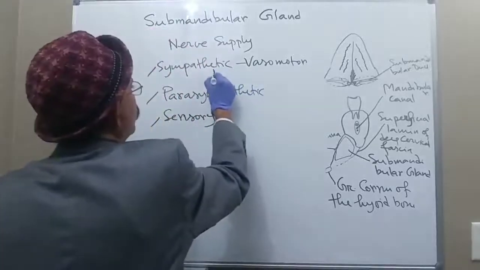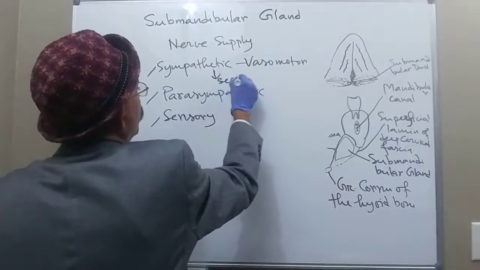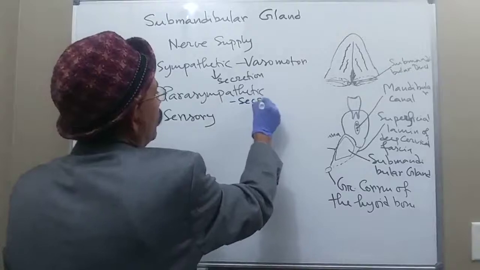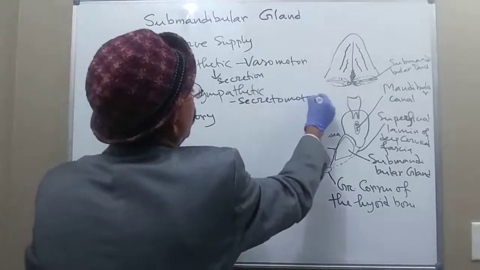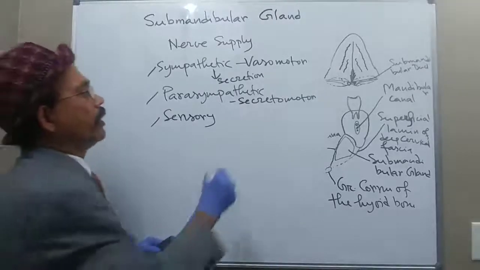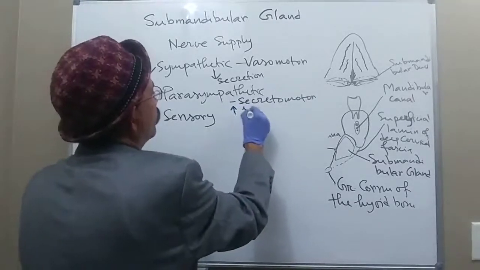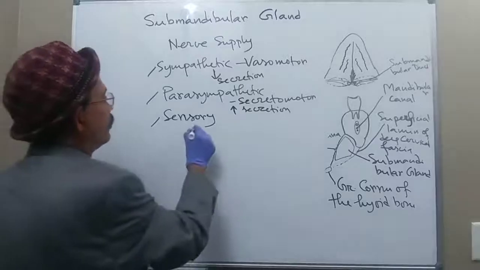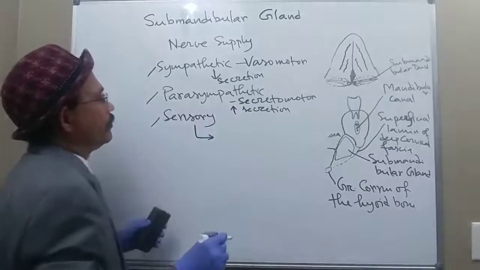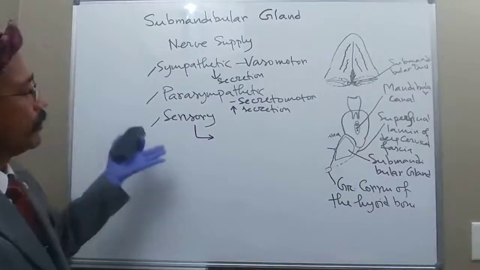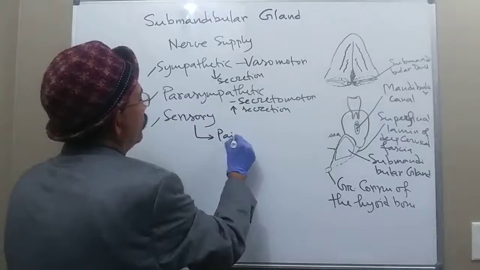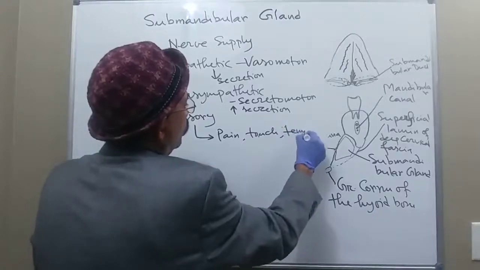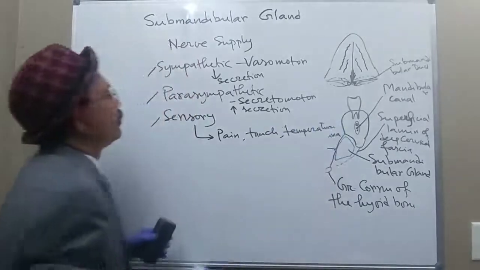and it will decrease secretion from the gland. Parasympathetic, that is secretomotor, and it will increase secretion from the submandibular gland. It will increase secretion. Sensory is carried out by the sensory nerve for pain, touch, temperature. Okay, temperature. We got that.